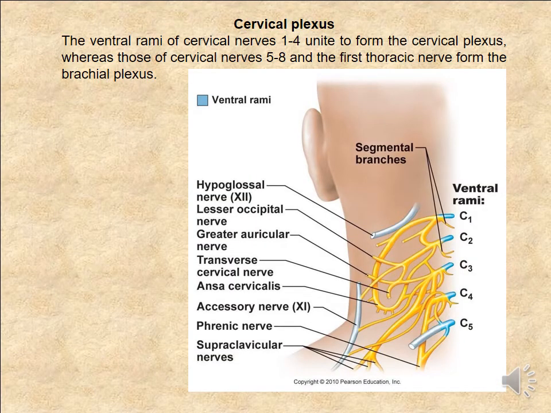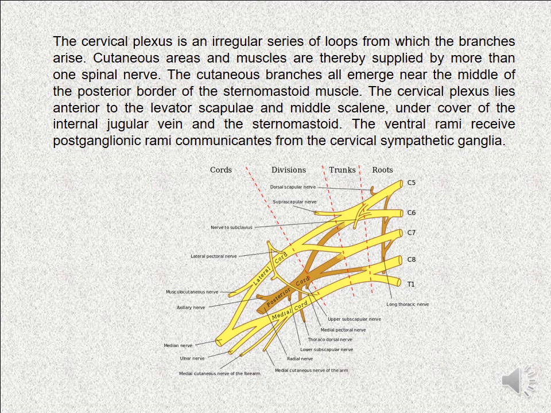The cervical plexus. The ventral rami of cervical nerves 1 to 4 unite to form the cervical plexus, while those of cervical nerves 5 to 8 and the first thoracic nerve form the brachial plexus. The cervical plexus is an irregular series of loops from which the branches arise. Cutaneous areas and mucosa are thereby supplied by more than one spinal nerve.